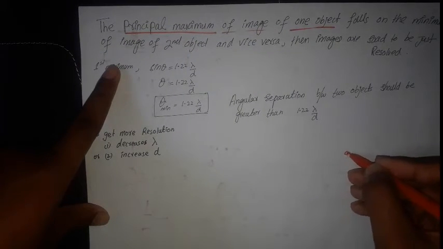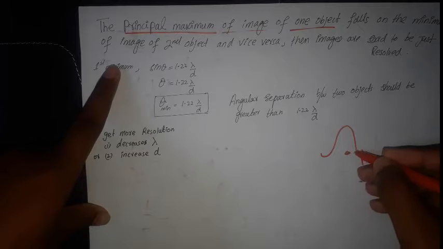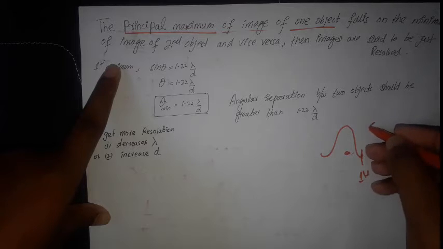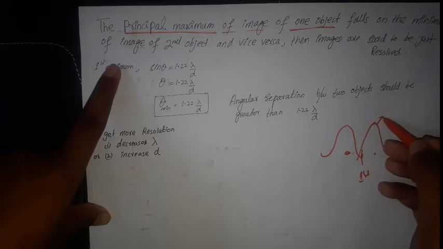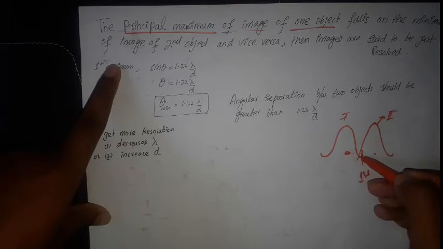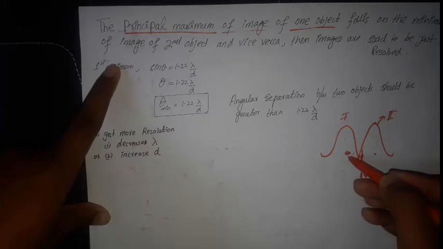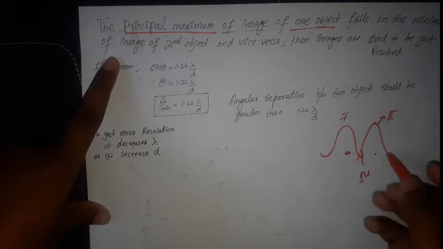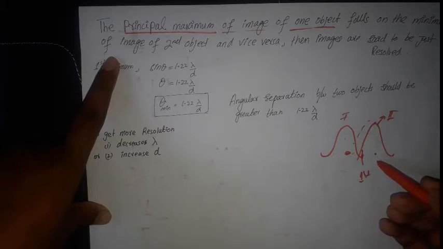So look here, this is, let's say, one object and it has this central maximum, and here we have the first minima. If the diffraction patterns are such that the principal maximum of the second object falls on the first minima of the diffraction pattern from this object, then the images are said to be just resolved. If it falls somewhere here, they are not resolved. So this is basically the condition.